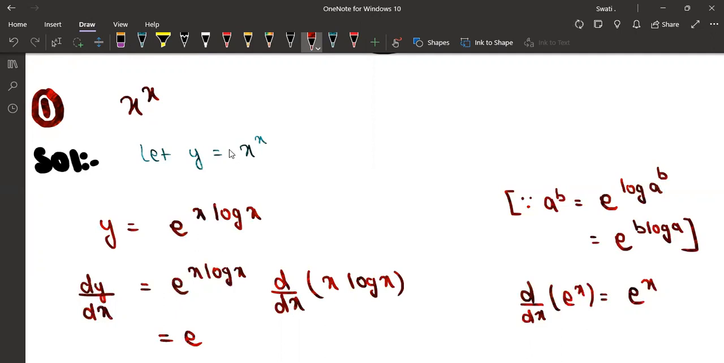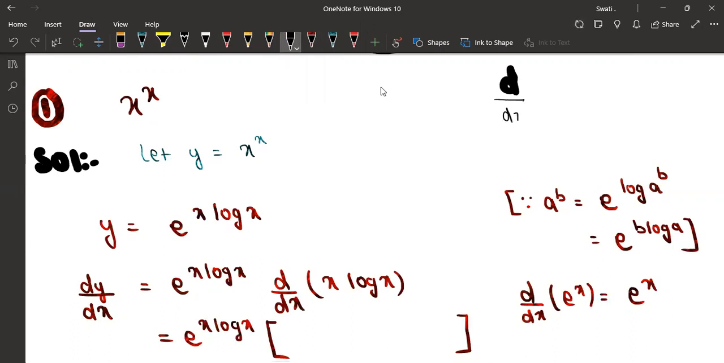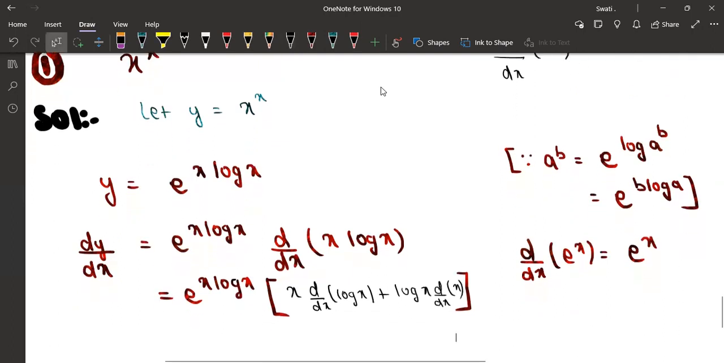Now this will become e raised to x log x. And now here we are going to use the product rule. What does the product rule say? It simply says that if we are doing the derivative of a product of two functions, that is u into v, then we keep one function as it is and do the derivative of the other one, plus the other one as it is and the derivative of the first one. So using this rule, this will become x, and then we will write the derivative of log x, plus log x as it is, and we will do the derivative of x. That is it. So this is also called the product rule.